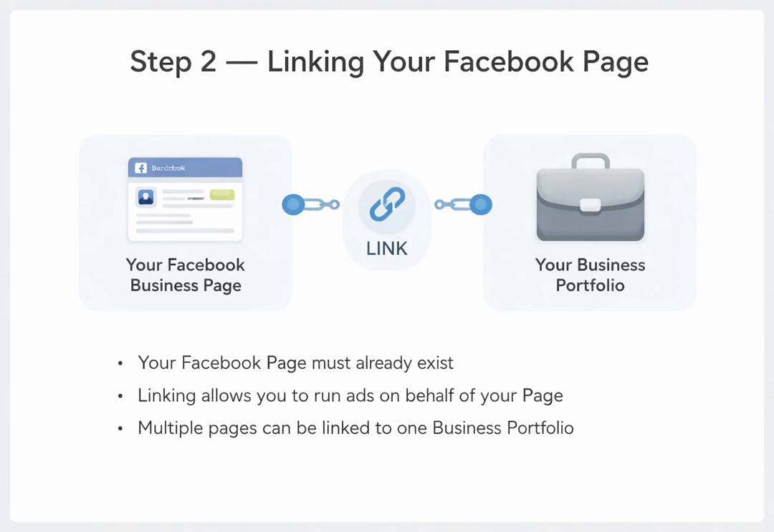Step 2 is linking your Facebook page to the business portfolio you just created. Your Facebook page, whether it's for a brand, a business, or a service, needs to be connected to your business portfolio so that you can run ads on its behalf. The instructor notes that your page should already exist before this step. Once linked, Meta knows which page your ads will be associated with. And importantly, if you manage multiple businesses or brands, you can link multiple pages to a single business portfolio, which keeps everything organized under one roof.